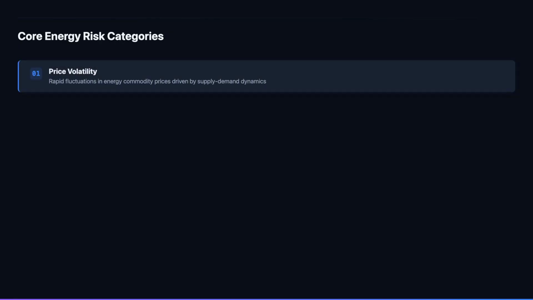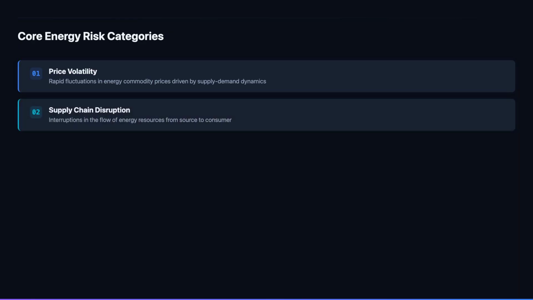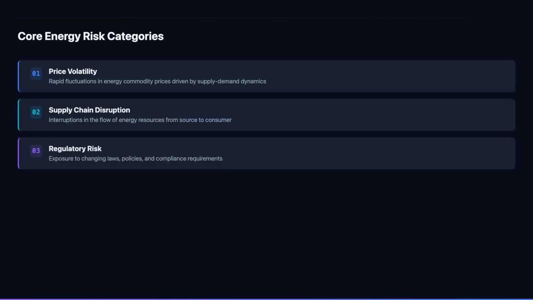Energy risk management revolves around several key categories that every professional in the sector must understand and monitor. Price volatility is the most visible risk in energy markets, directly impacting revenues, costs, and investment decisions. Supply chain disruptions can cascade across entire economies, making resilience planning essential for energy organizations. Regulatory shifts, such as carbon pricing or emissions mandates, can fundamentally alter business models overnight.